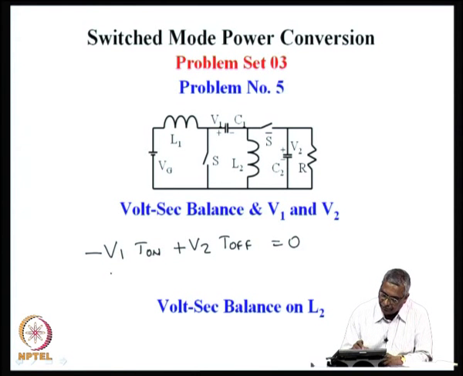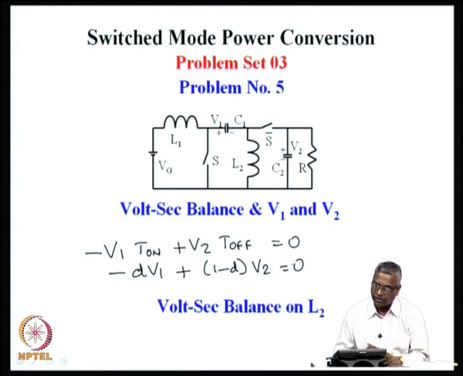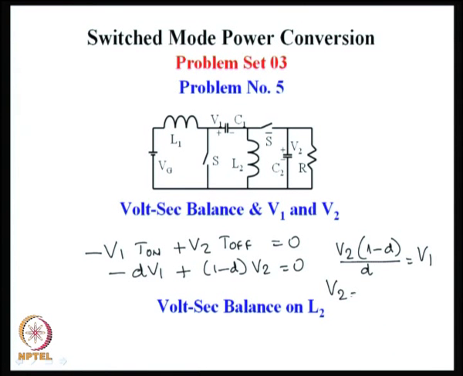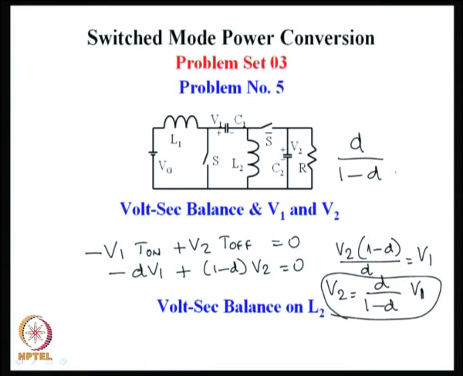And we can write this as, if you divide everywhere by Ts, it will be minus d times V1 plus 1 minus d times V2 is equal to 0, or we can say that V2 into 1 minus d divided by d is equal to V1, or V2 is equal to d by 1 minus d into V1. So, the ideal conversion factor for this converter is d by 1 minus d, V naught by Vg is V2 by V1.